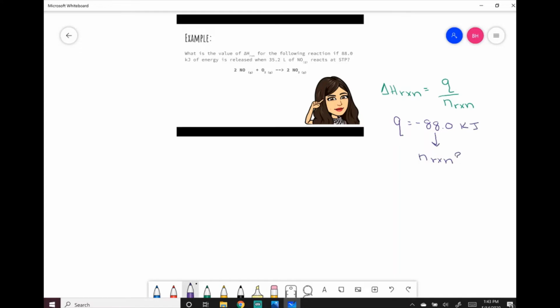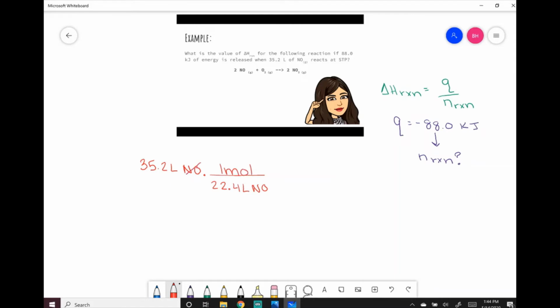This is our unknown. And we're going to be able to find it by using the fact that we have 35.2 liters of nitrogen monoxide at STP. So we need to somehow get our 35.2 liters of nitrogen monoxide into moles. So this is what we're going to do. Knowing that we have 35.2 liters of nitrogen monoxide, since this equation is at STP, we can use our known that says 22.4 liters is 1 mole.